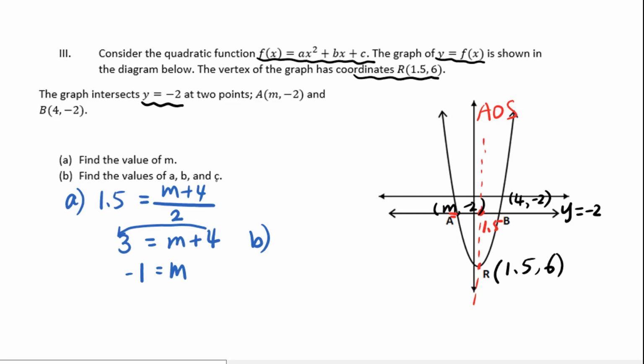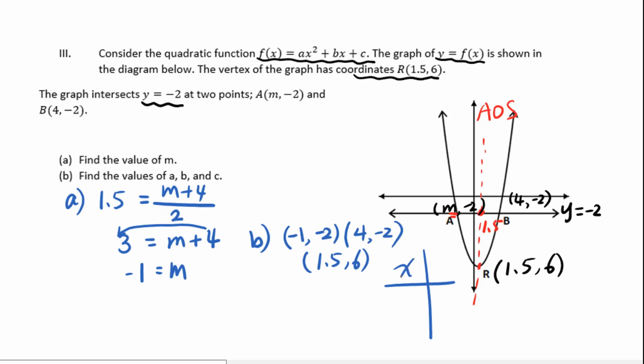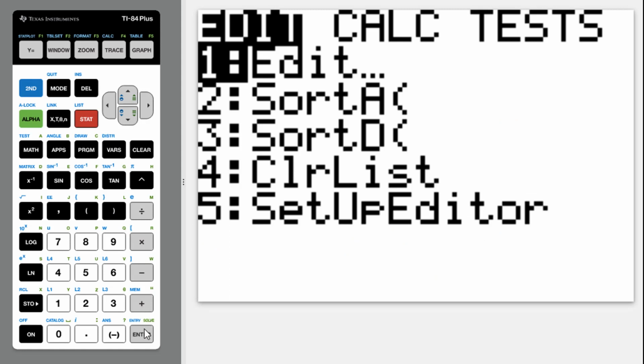Then for the B, find the values of A, B, and C. We know 3 points will determine a quadratic function. We already have 3 points. -1, -2, 4, -2, 1.5, 6. Let's draw the table. X, Y. -1, -2, 4, -2, 1.5, 6.